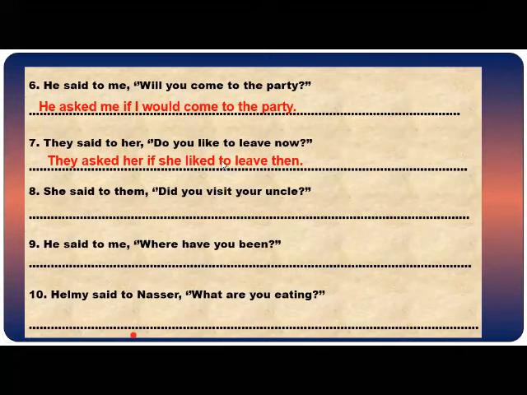Okay. She said to them, did you visit your uncle? She asked them if they visited your uncle, which will be their uncle. So she asked them if they visited or had visited. "Did visit" will be "had visited" or "visited". I can keep it past simple and change it to past perfect. Both are right. So she asked them if they had visited their uncle.